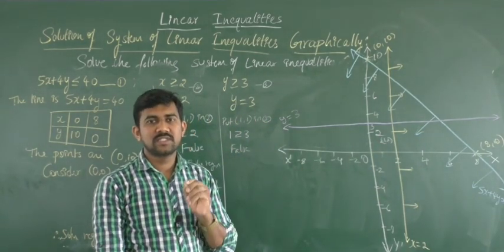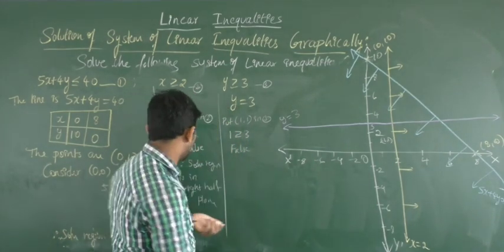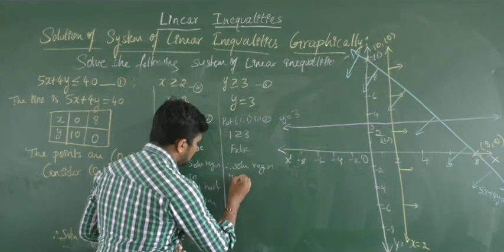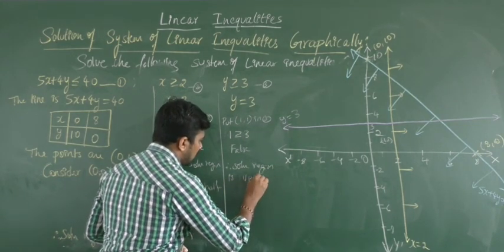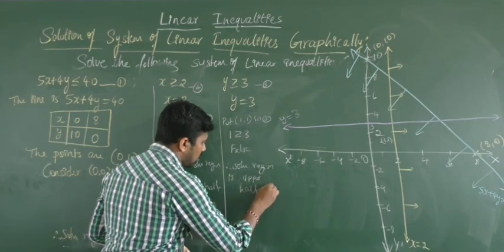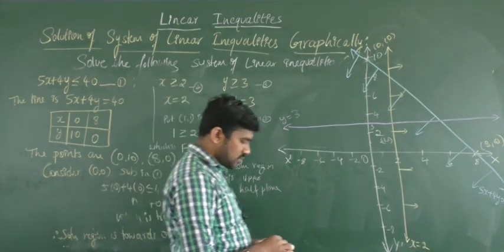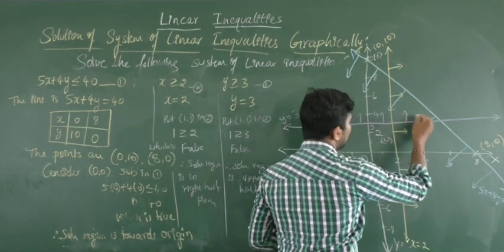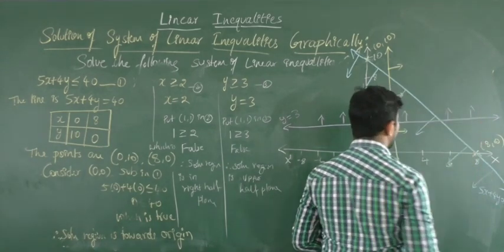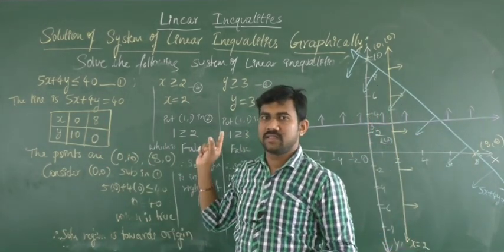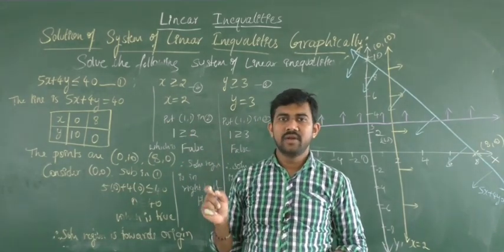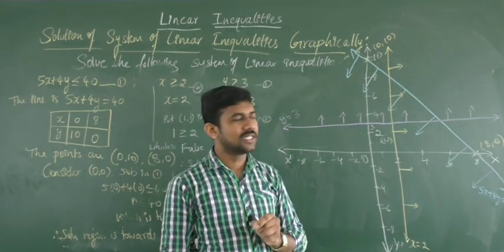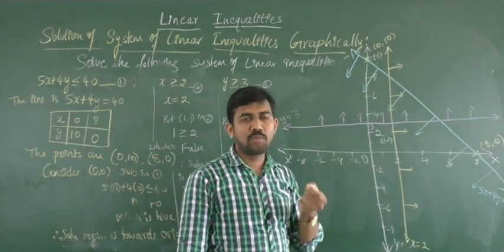So the solution region is which one? Upper half plane. Okay. So you can say here the solution region is in the upper half plane, or away from the point (1, 1) also we can say. So the direction of the solution region is this side. Okay, now where are the solutions intersecting, of all three inequations? Okay, you can observe here in which region the solutions are intersecting. Where will we get the common solution region?